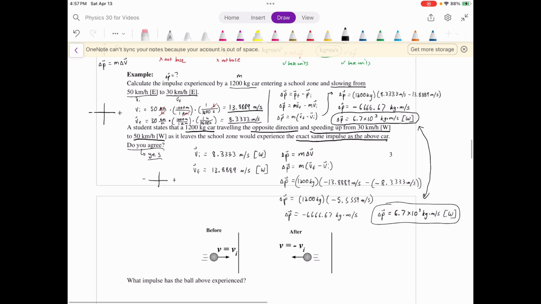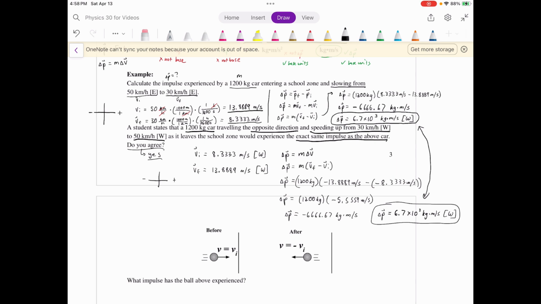Which makes sense because the change in velocity for both of them was 20 kilometers per hour in the westward direction, right? Here, that meant it was moving east and getting slower. Here, that meant it was moving west and getting faster. But either way, it's the same change in velocity in terms of the magnitude and direction. And so the change in momentum is the same, right? The momenta are definitely not the same. This has a very different initial and final momentum than this one, but the change in momentum was still the same.